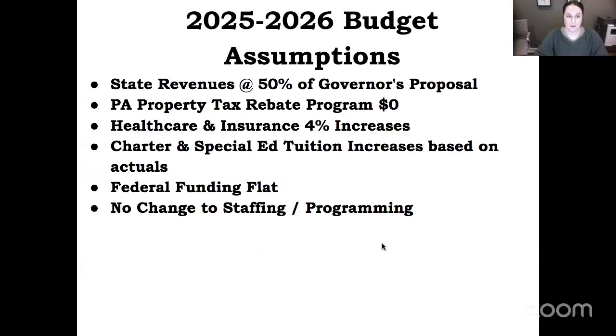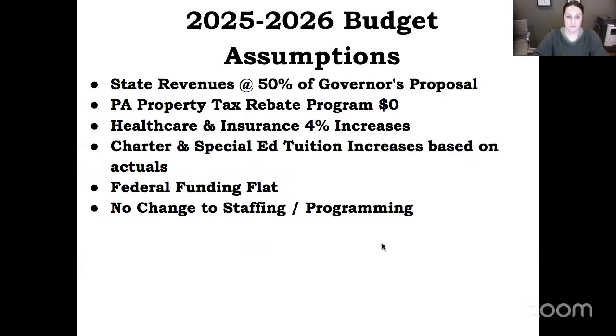Right now, we have our PA property tax rent and rebate program. For the purpose of first look, I did not put any dollars into that program. We are expecting a healthcare and insurance increase of 4%. Charter school tuition and special ed tuition increases have been real, they've been painful, and the numbers that I used are based on what we're seeing today, what our tuition invoices are looking like, as well as transportation. These are all high target areas.